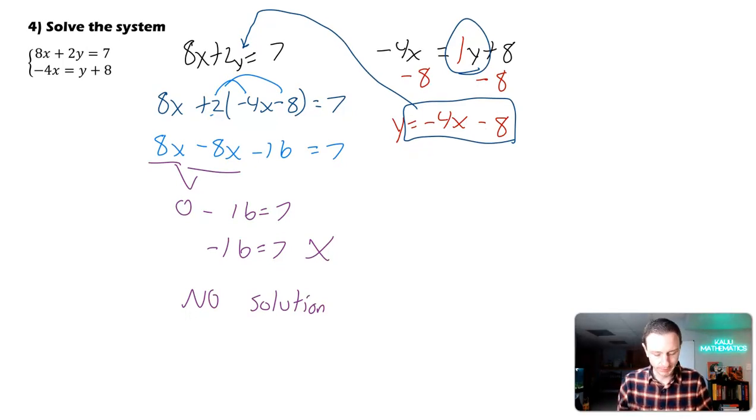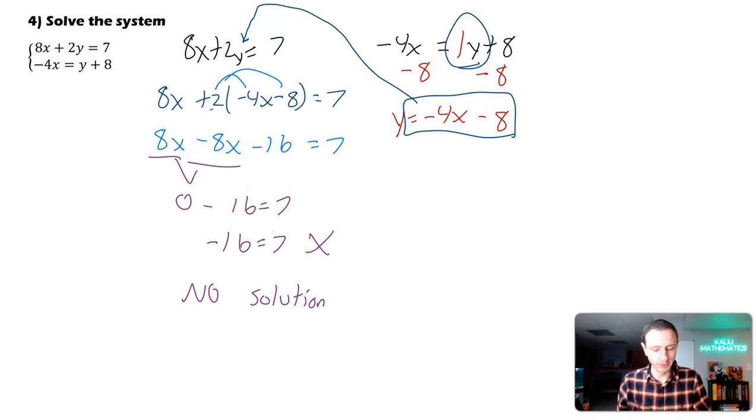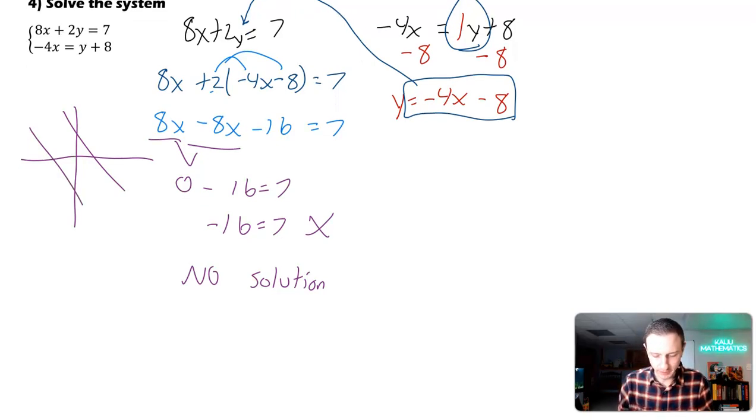And sometimes that'll happen. Just like how we looked at with graphing. If you think about what this looks like graphing-wise, those are just going to be two parallel lines. They're going to look like something, but they're going to be two parallel lines where we have no solution.